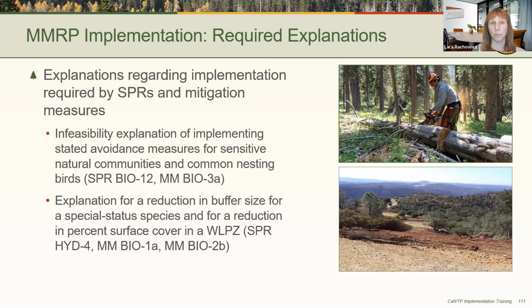For example, mitigation measures Bio 1A and Bio 2B require an explanation for any reduction in the required buffer size for special status species. And SPR Hydro 4 requires an explanation for a reduction in the required percent surface cover that should remain after treatment in a watercourse and lake protection zone in the WLPZ. Next slide.